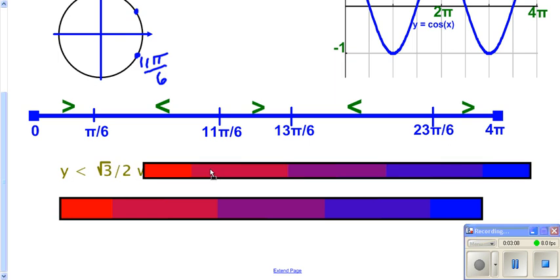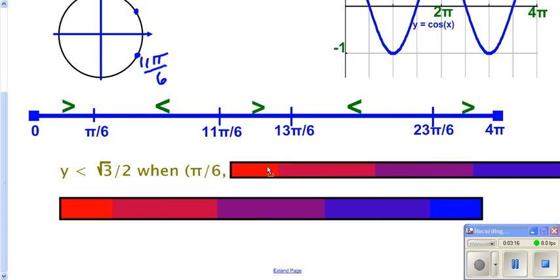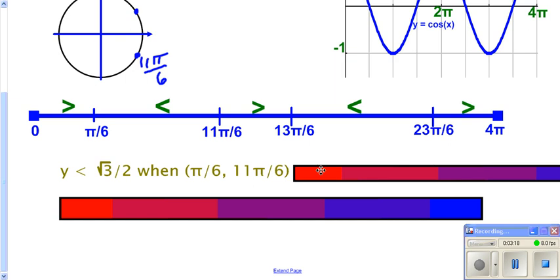So we wanted to know, when are you above and when are you below? So when are you below? Meaning, when are you less than? Well, you're less than from here to here. You're 7 pi over 6 to 11 pi over 6. And then again from your 13 pi over 6 to 23 pi over 6.